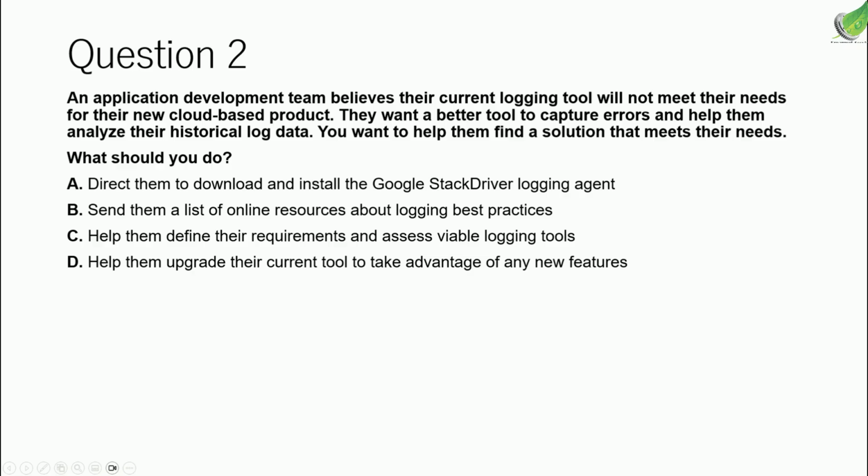Finally, option D is incorrect because the team has already stated that their current tool will not meet their needs. Focusing only on upgrading the old tool ignores their assessment and likely won't solve the root problem. Evaluating an upgraded version of the old tool should be part of the assessment process described in option C, not the first and only action taken. Therefore, based on this analysis, the best course of action is C. Help them define their requirements and assess viable logging tools.